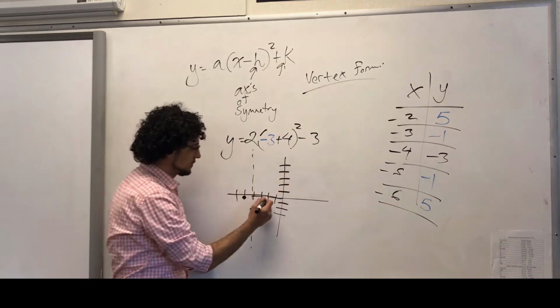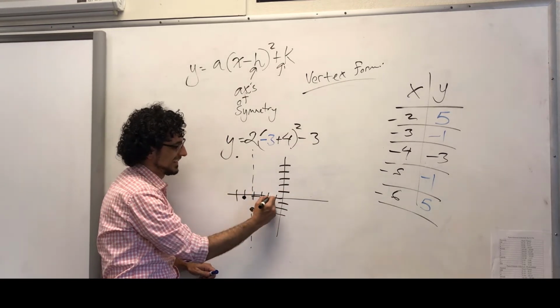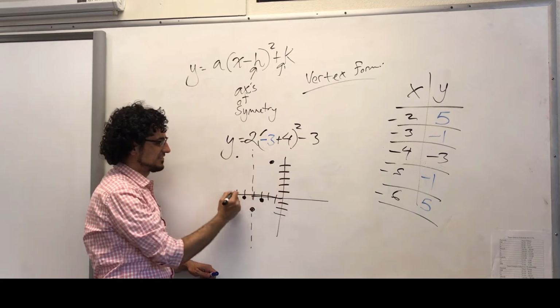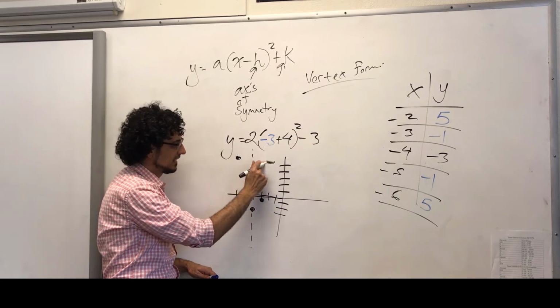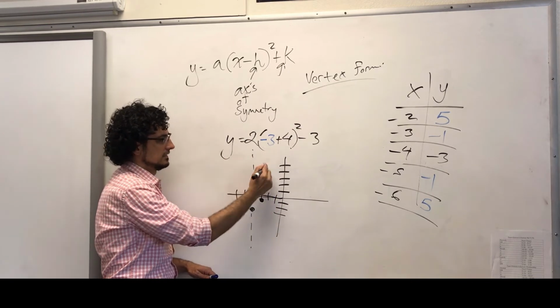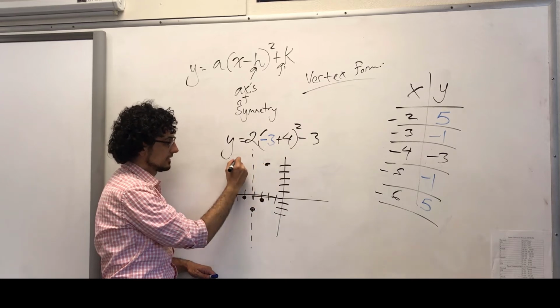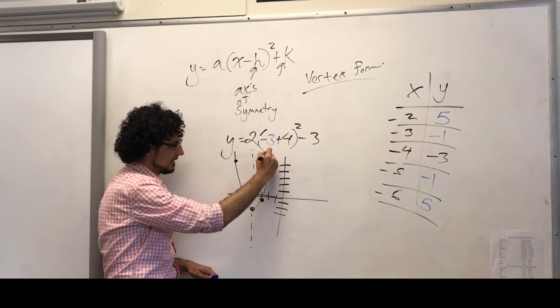And then following that, we have -2 and +5. Oh, -2 and +5, and -6 and +5. All right. I kind of did that a little high. Sorry. All right. And then we connect these.